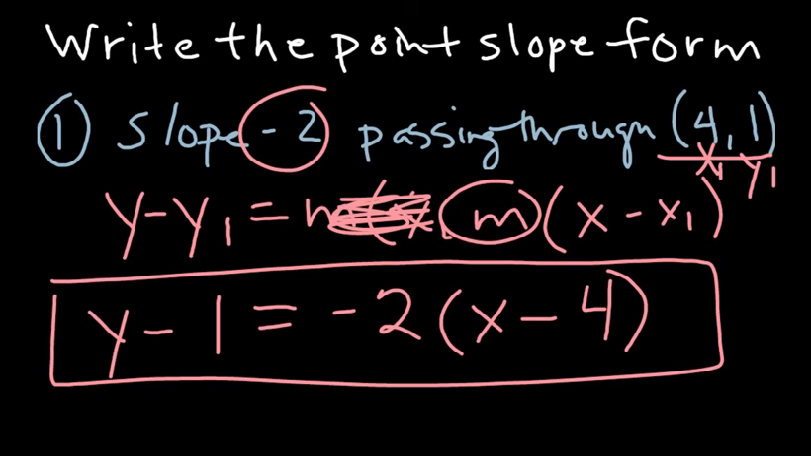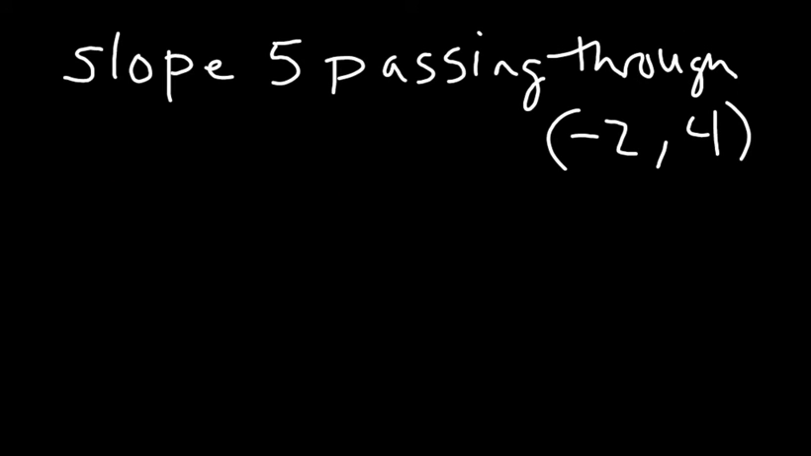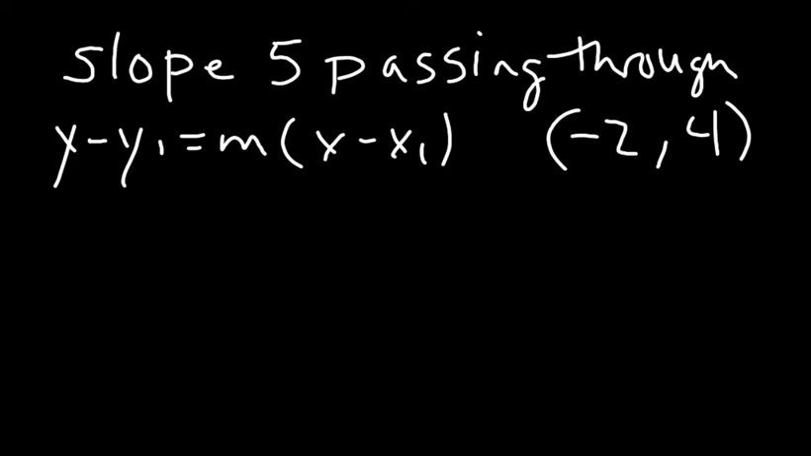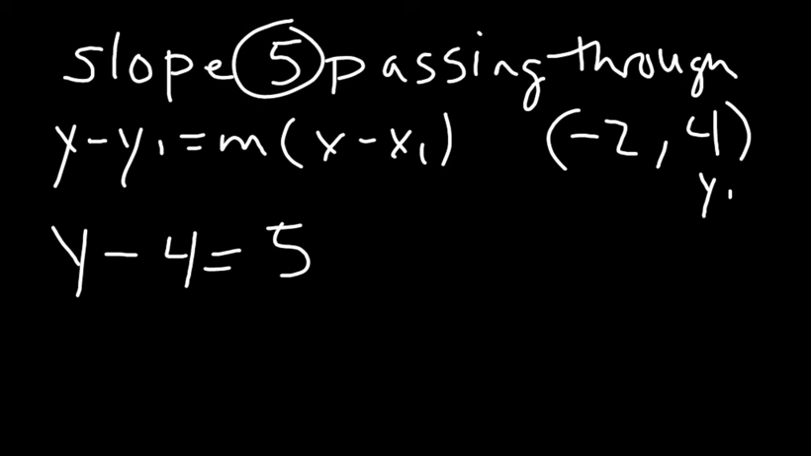Let's do another one. Here's another one. The slope is 5, it's passing through negative 2, 4. So our equation is always going to be in this form. So let's fill in the parts. Y minus, here's y sub 1, they gave it to us, 4, equals m, here's m, they gave it to us, and then we have x minus, here's our x, negative 2.